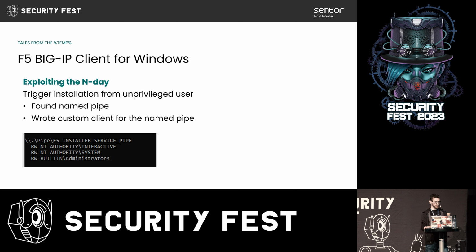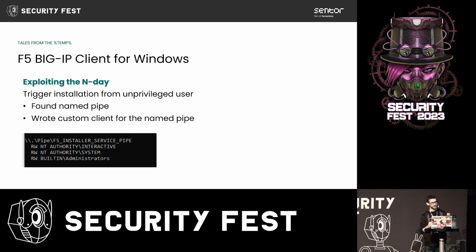So I found this named pipe pretty early. It was fairly obvious that it was relevant. So I wrote a custom client for that, which probably took like half the research time because I was a terrible coder at that time. As you can see on the ACL, only system and administrators have access to talk to this pipe, but we also have the interactive identity. And this is given to all the applications started by an interactive session.